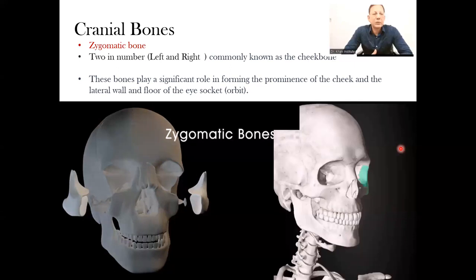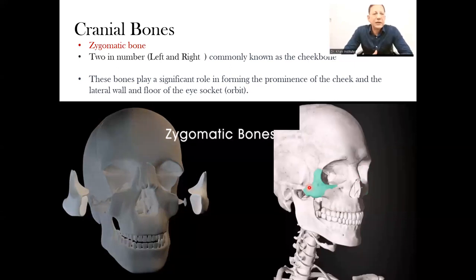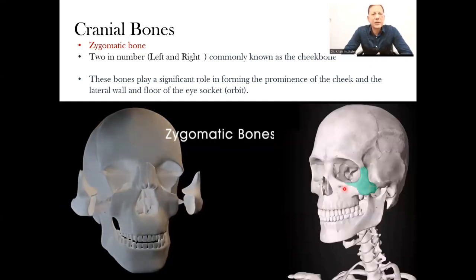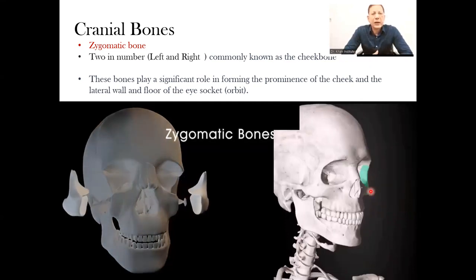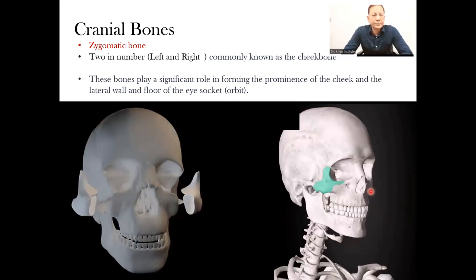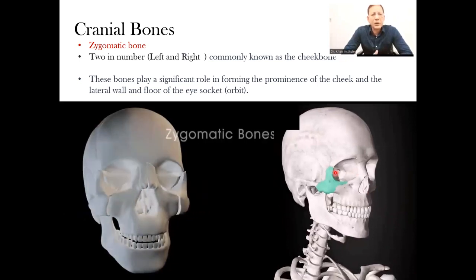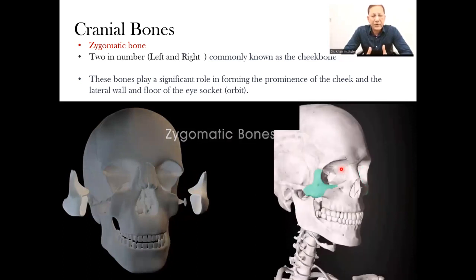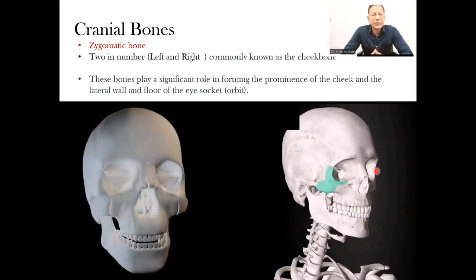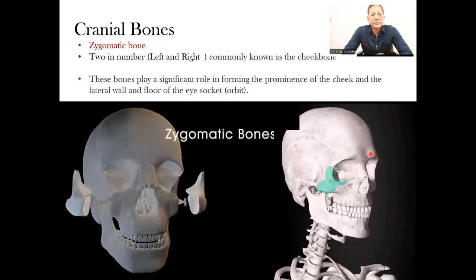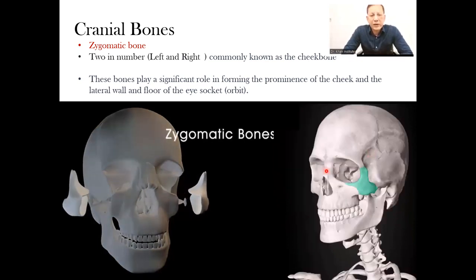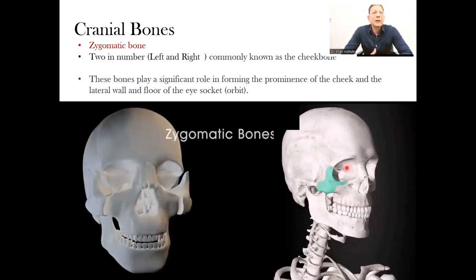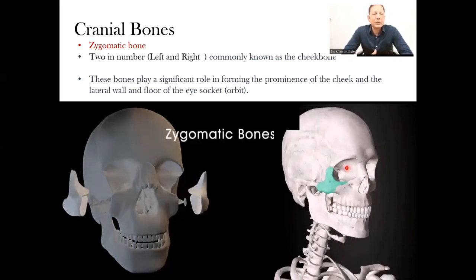The zygomatic bone, commonly known as the cheek bone. These are also paired bones located on either side of the face. It contributes to the prominence of the cheeks and the lateral wall of the eye orbit, contributing to the shape of the eye socket. The zygomatic arch along with the temporal bone provides attachment for the muscles which are involved in mastication or chewing.